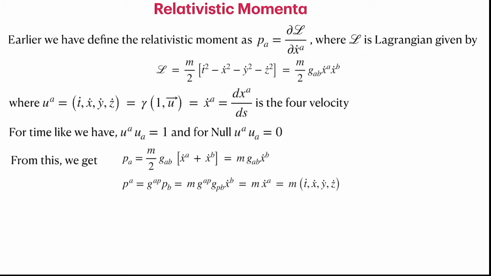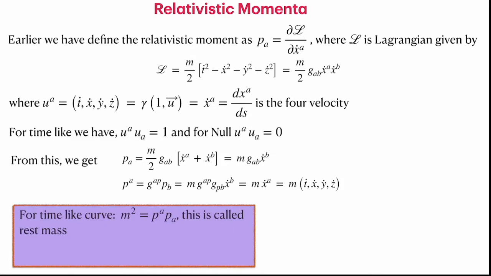We can also get the contravariant component by raising the indices using the metric tensor, that is P^A is equal to g^AB P_B, and then g^AB g_BC ẋ^C, and that is equal to m times ẋ^A. That is essentially momenta is mass into velocity of the particle. This looks like a straightaway generalization of Newtonian momenta, which is mass into velocity. In this case, it is a four-momentum that is equivalent to mass into four-velocity.